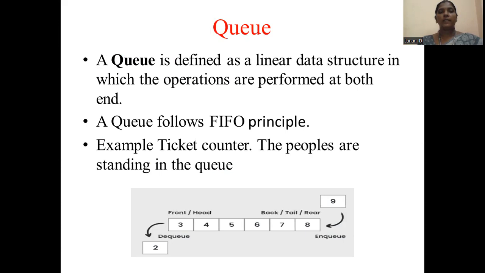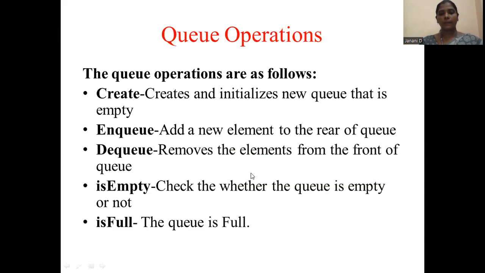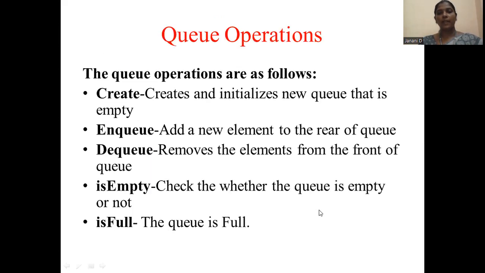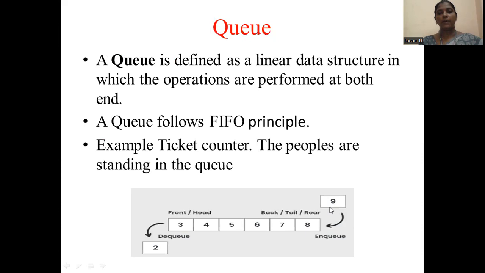Next, now we discuss the queue definition. Queue is a linear data structure, so the operations will be performed at both ends. Here, insertion will be performed at the rear end and deletion will be performed at the front end.